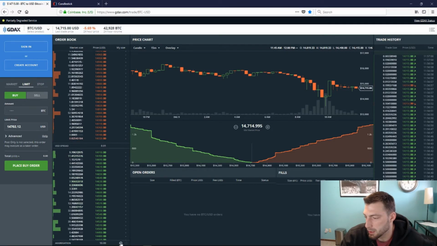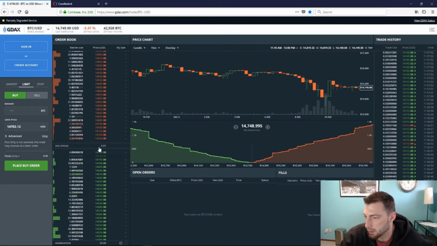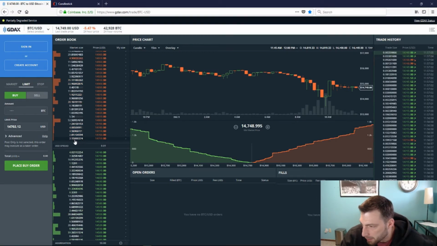spread. You can zoom in and make it smaller than that. So between 1475 and the current price, there's 3.3 Bitcoins that are wanting to be sold. And between the current price and $10 below, there's approximately 2.4 Bitcoins wanting to be bought. And so these two prices are hashing it out right now.